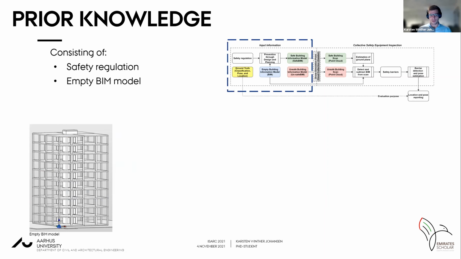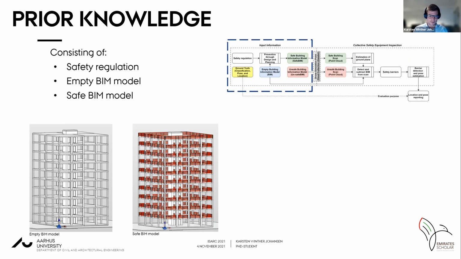So then, as I mentioned, we have the building model, and here we have the empty building model, and we are doing this work on a 10-story high-rise building. And then we create the safe version of this, and we do this based on the rule that I just showed. So we have now added all the guardrails needed for this building to adhere to the safety regulation.